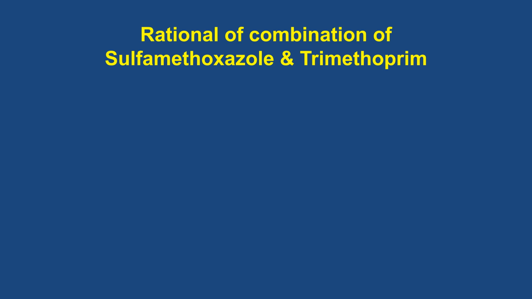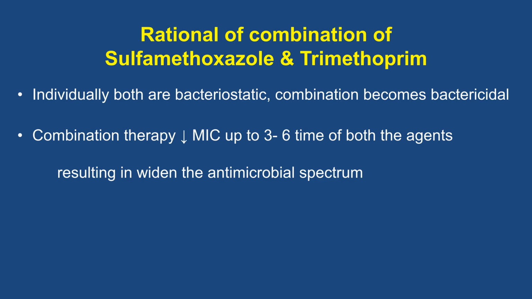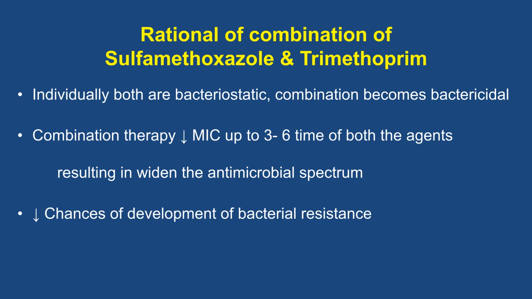So co-trimoxazole is a rational fixed dose combination. This is because individually both are bacteriostatic in nature, but the combination becomes bactericidal. The combination therapy decreases the minimum inhibitory concentrations up to 3 to 6 times for both agents, which results in an increased antimicrobial spectrum. So this combination decreases the chances of development of antimicrobial resistance.